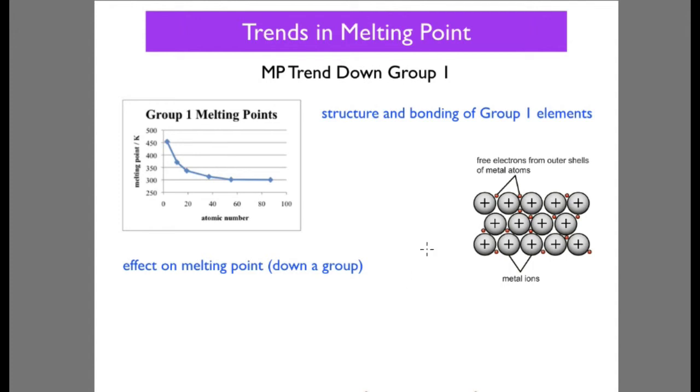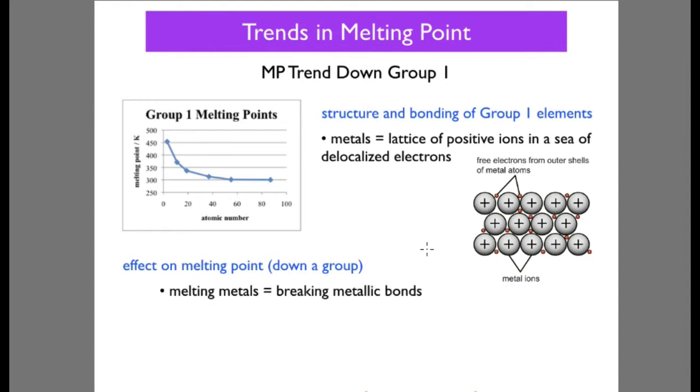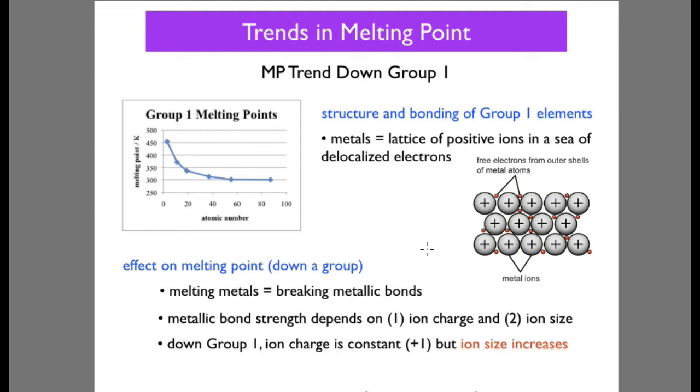So the effect on melting point as you go down a group is that to melt metals, you've got to break those metallic bonds. The metallic bond strength depends on 2 things: the ion charge and the ion size. If we just think about group 1, obviously the charge stays the same. It's always +1, but the ion size does increase, and so the metallic bond strength decreases as that size increases. So the melting point also decreases.